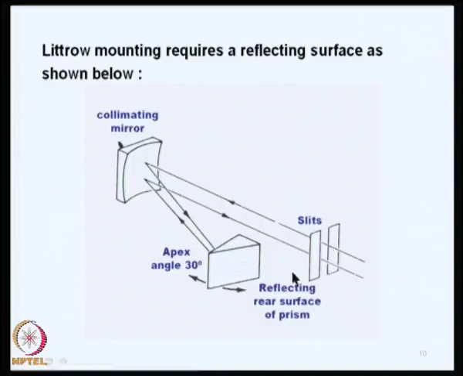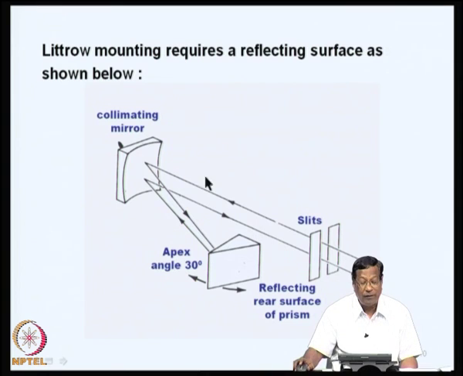Now, this is Littrow mounting, it requires a reflecting surface like this, collimating. So, the slit will be coming here and then focused onto the reflecting rear surface of the prism, and then it passes through it again and then comes back through the entrance slit. This is the arrangement of Littrow mounting.